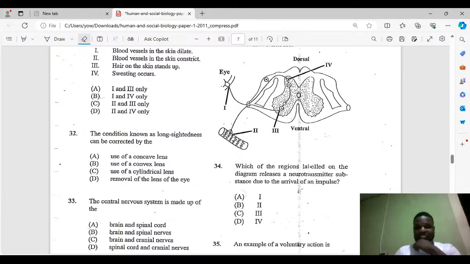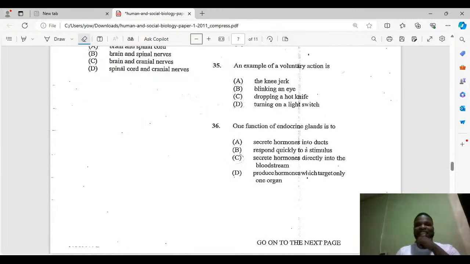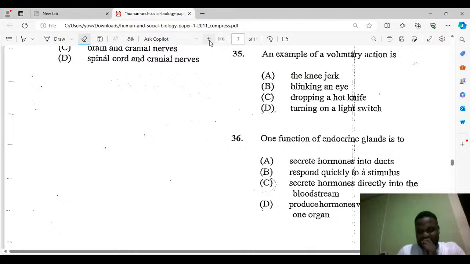Simple stuff. Next one. An example of voluntary action is, an example of voluntary action. Voluntary action, and involuntary. Simple stuff, guys. So I'm seeing D. I'm seeing D. And that's simple stuff. Voluntary is something that you have control of. And you have turning on a light switch.